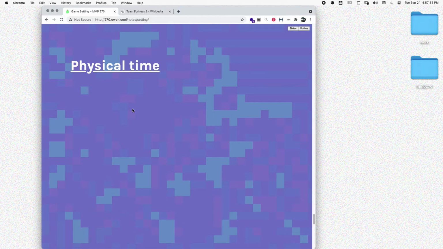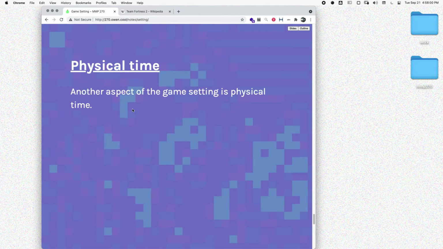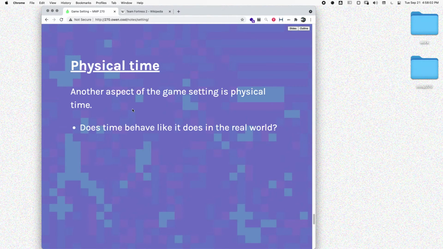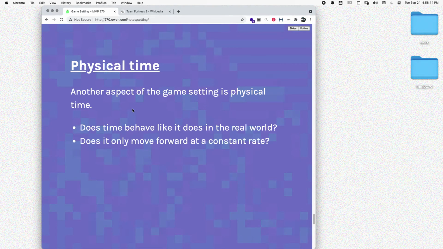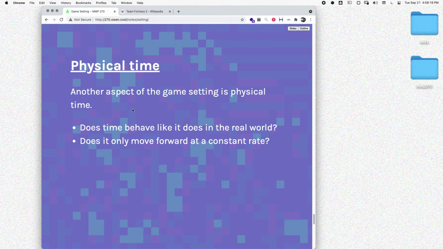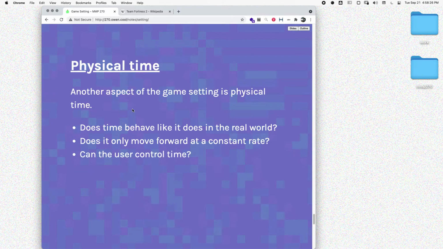Another aspect of the setting is the physical time. This is literally how time works in the game. In most games, time just works like normal. Time passes, people move at a regular rate. Your character might run or jump, and time dictates how that action looks. Time usually moves forward, but there are examples of games that play with that, like reversing time, traveling back and forth in time, or slowing time down.